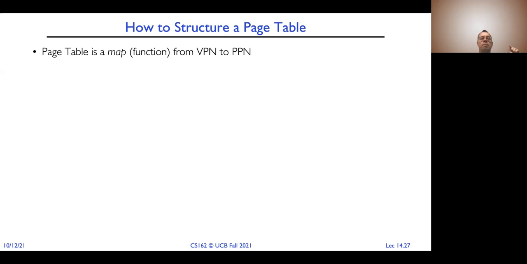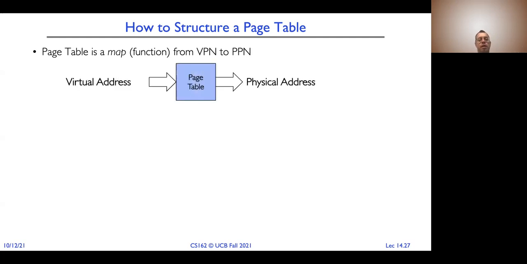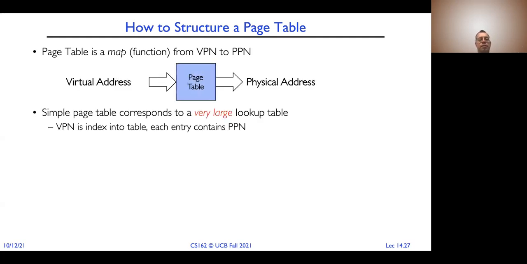So at the core, remember that the page table is a map between the virtual page number and the physical page number. This is what it is. A simple page table is just a lookup table. The VPN, the virtual page number, is an index in this table which contains the physical page number.